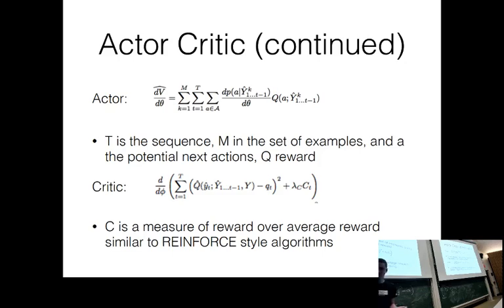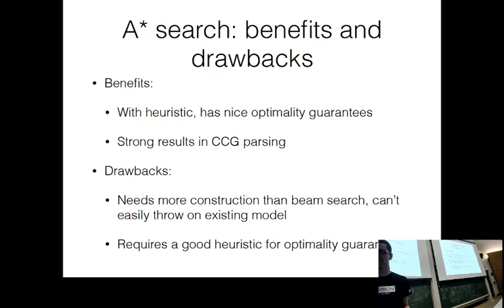And then for the critic, they trained this as the actual reward minus the predicted reward, squared, so just like a normal regression function. But they also had the CT term here, which is an average reward over all of the possible other states. So it's saying that you want your reward to be high, but you also want your reward to be higher than the average sequence reward. And they found this got pretty good results. Anyways, that's actor-critic. Cool.